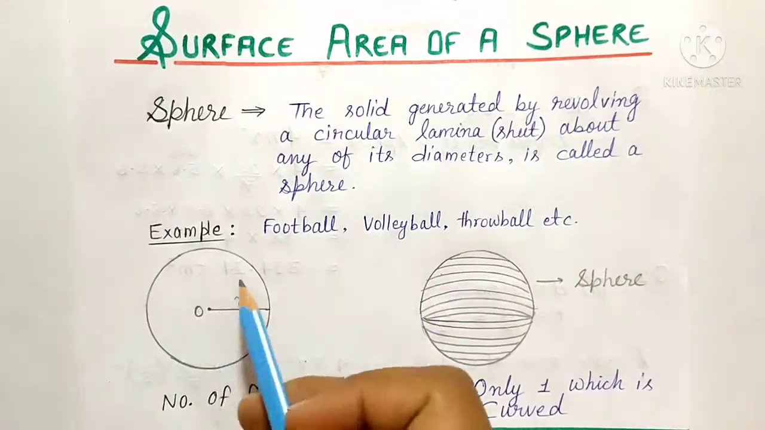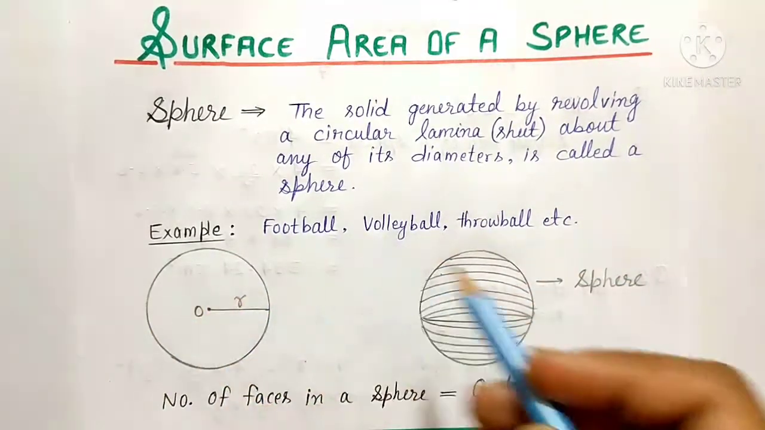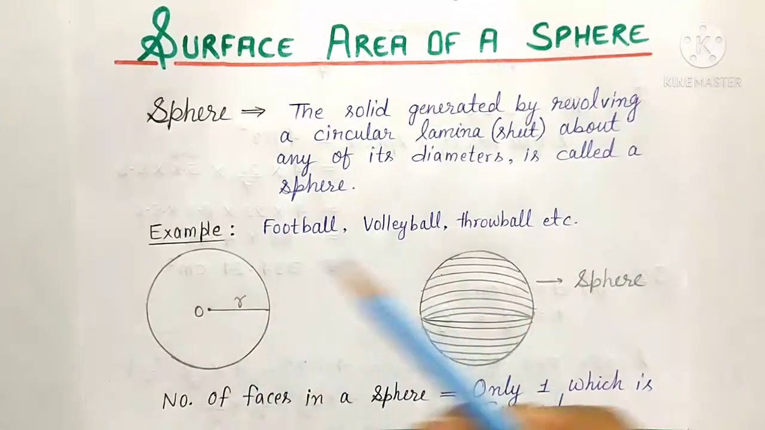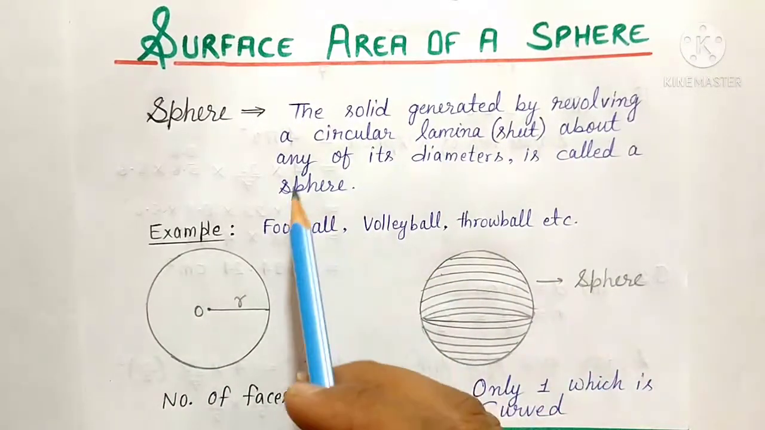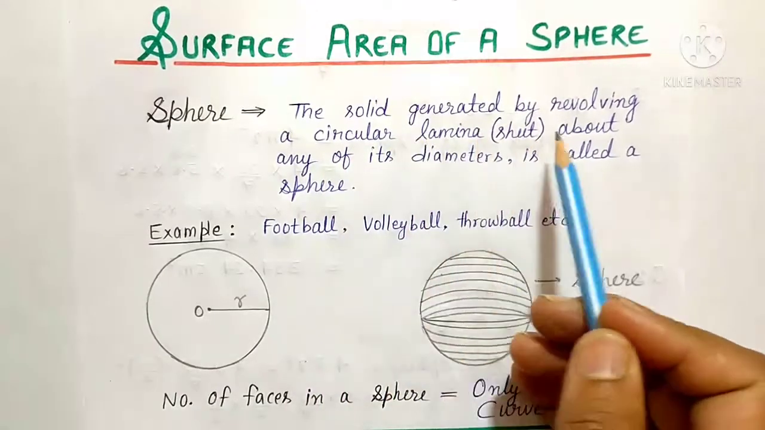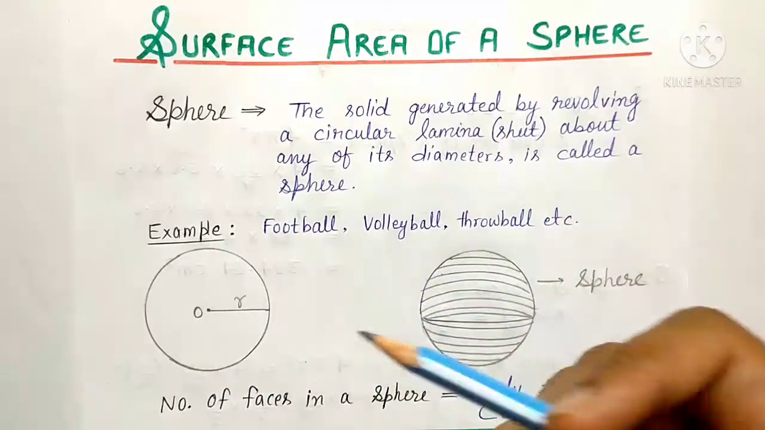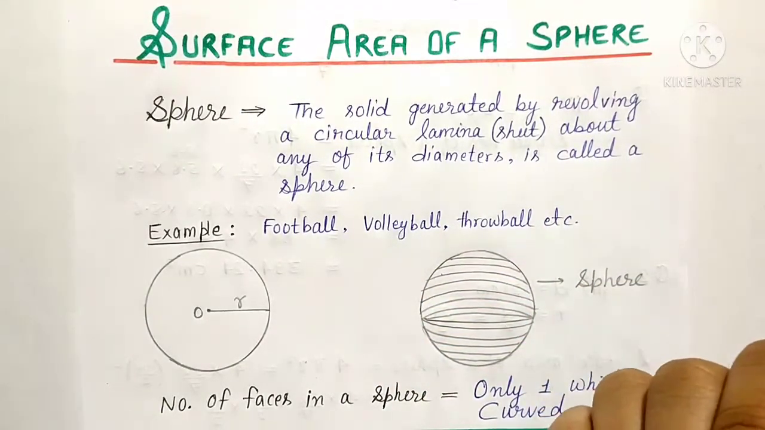Now if you check here, what is it? It is a circle. A circle is a flat surface, but a sphere is not a flat surface. Remember this thing. But when we revolve the circle round and round, then it becomes a sphere. Like it is written also, the solid generated by revolving a circular lamina, lamina means a sheet or a layer, about any of its diameter is called a sphere.